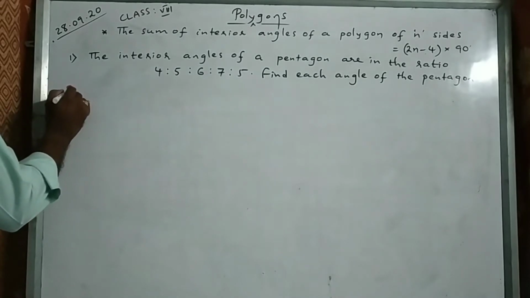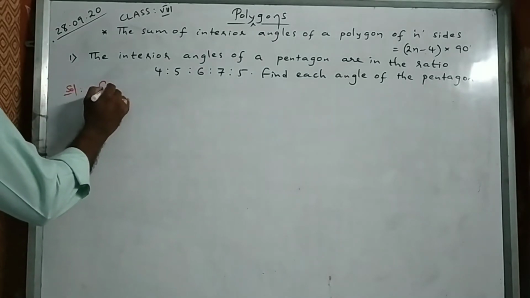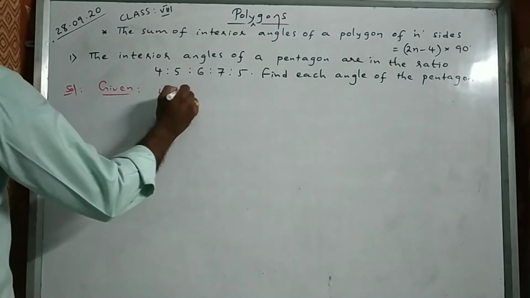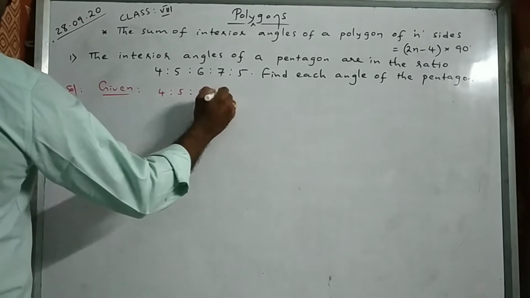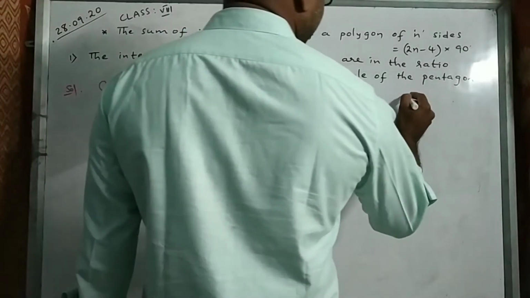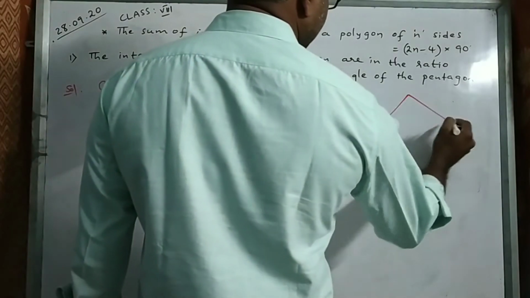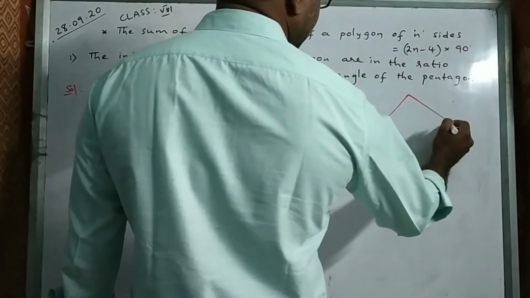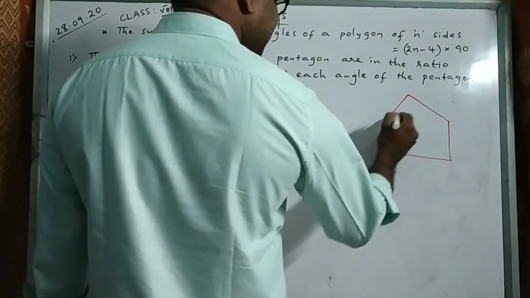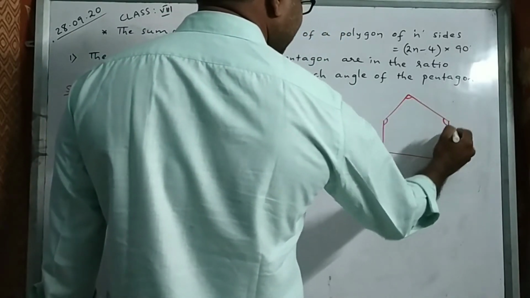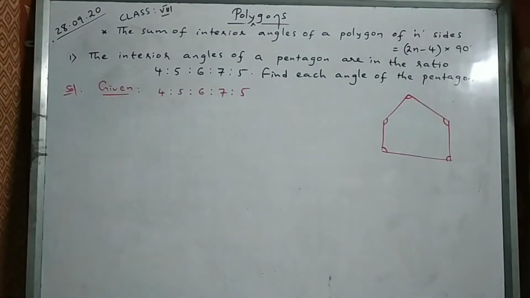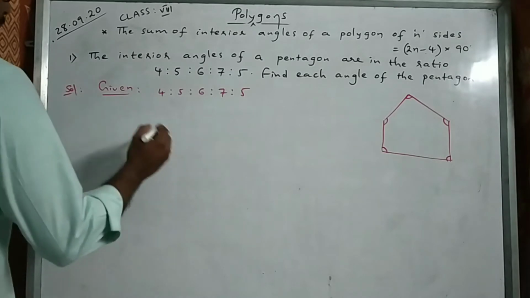So here, given a pentagon, it means 5 angles are there. 1, 2, 3, 4, 5. So the pentagon looks like this. These are the interior angles, right? I am going to find each interior angle of the pentagon.